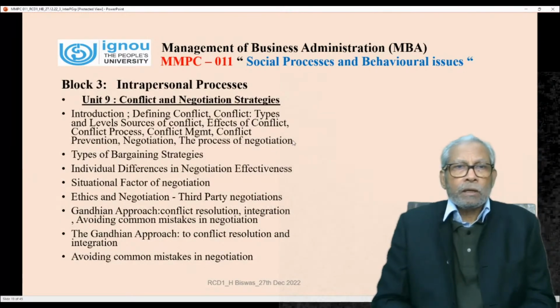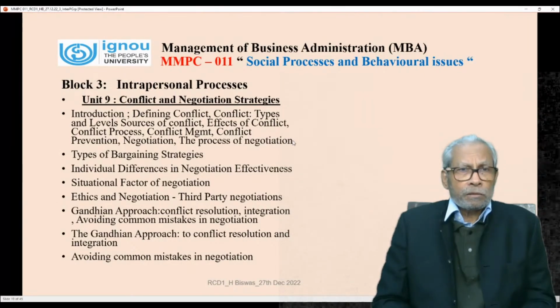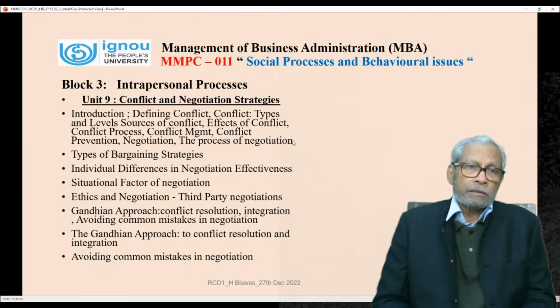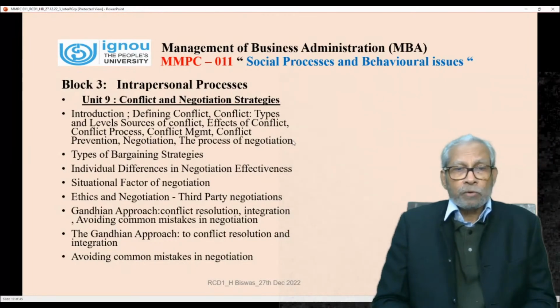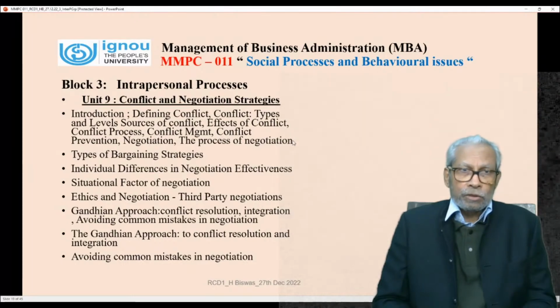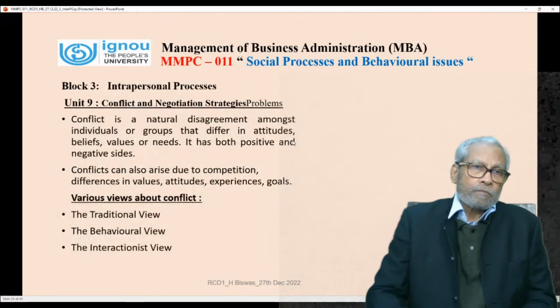Now, conflict and negotiation strategies we have to see. Here the introduction, defining the conflict. Then we have to discuss conflict management. Then what are the preventions and types of bargaining strategies, stimulation factors, ethics and negotiations. Finally, the Ghanaian approach to conflict resolution, and avoiding common mistakes in negotiations. So these are the topics we now have to discuss.